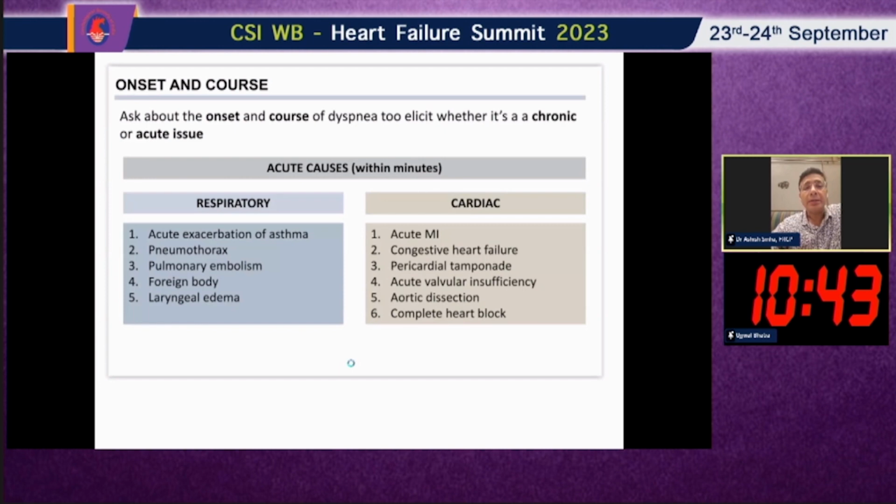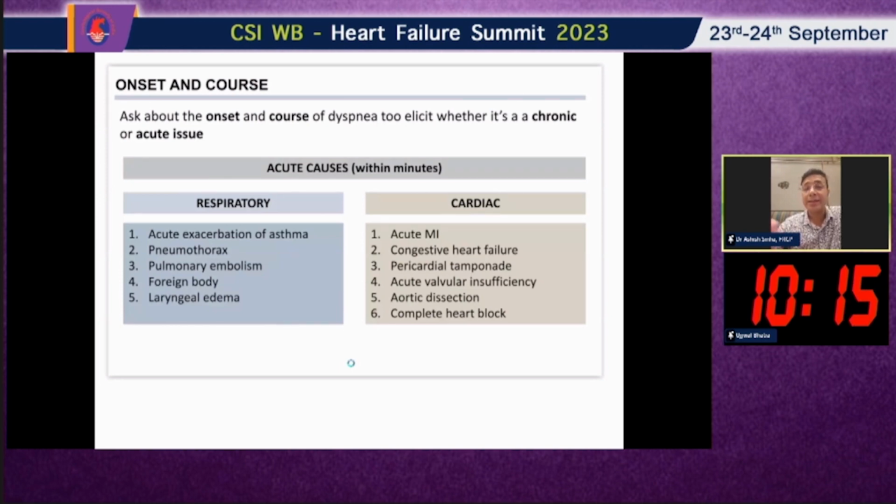Okay. Now again, we can always ask these questions whether this is acute, and we have talked about it. Now I want to be very specific about acute causes happening within minutes. The patient is sitting in a restaurant and the patient is having breathlessness. So what are we going to think about? Within minutes, respiratory causes will be acute exacerbation of asthma. The patient has a history of asthma and now he has developed an attack, maybe because of the condition where he's sitting, that causes a precipitation of asthma.